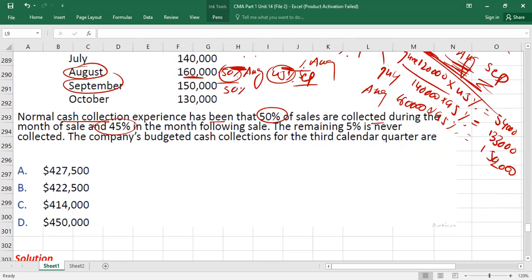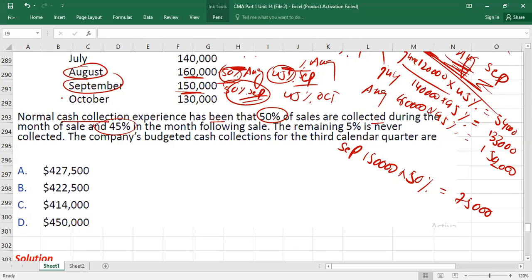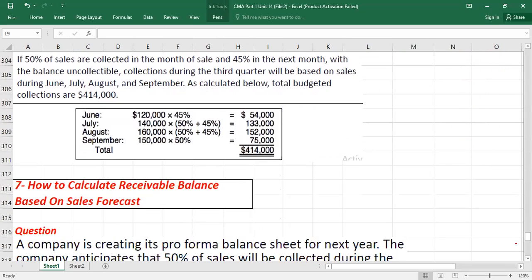Then we will pick September sale. 50% will be received in September, which we need. 45% will be received in October, which we do not need, because we need July, August, and September. So we'll pick the September value, which is 150,000, and take 50% of that, which is going to be 75,000. Then the October sale is already beyond September, so you do not need to consider it. Now you will add all these collections, and the total is going to be 414,000. This is the collection for the third calendar quarter.